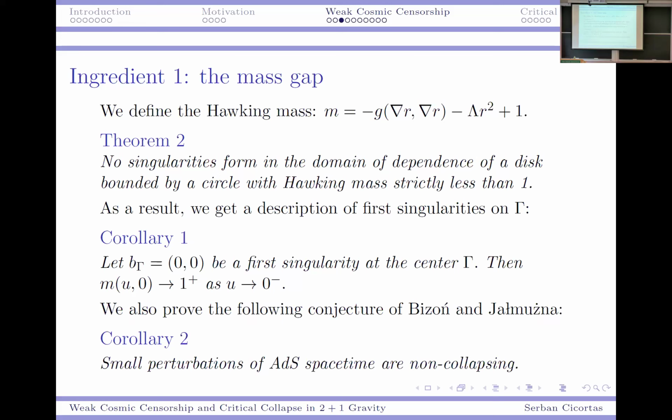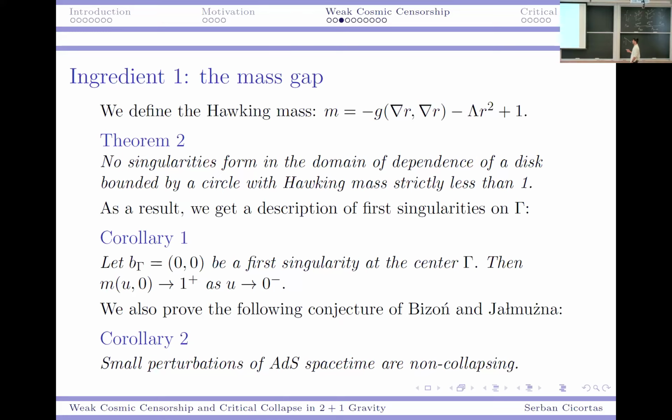And there's another corollary which is sort of interesting. It doesn't actually play any role in the proof, but this in particular settles the conjecture of Bizon and Rostworowski. So what you get is that actually small perturbations of ADS spacetime are non-collapsing. So ADS spacetime looks like that, but it has mass 0. So of course, small perturbations, you will have mass still less than 1, so they will be non-collapsing. But this is a very striking difference in 2+1 dimensions compared to the 3+1 case, where we know that ADS spacetime is unstable to black hole formation.